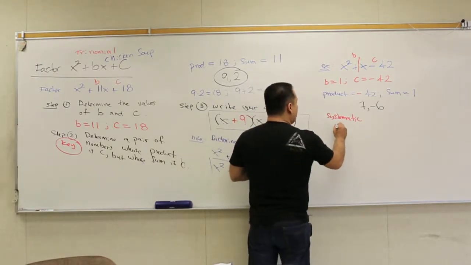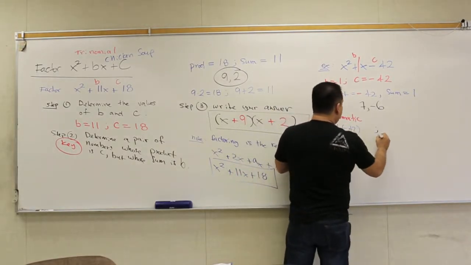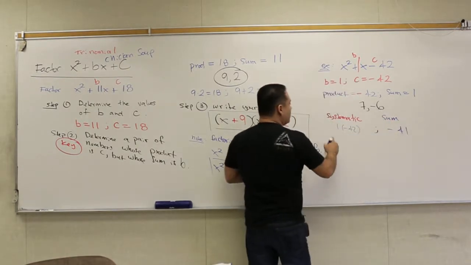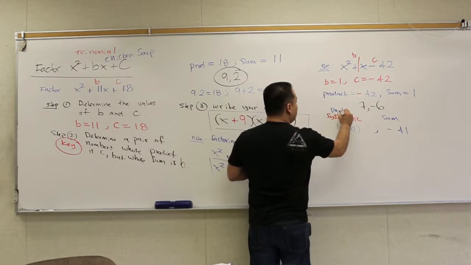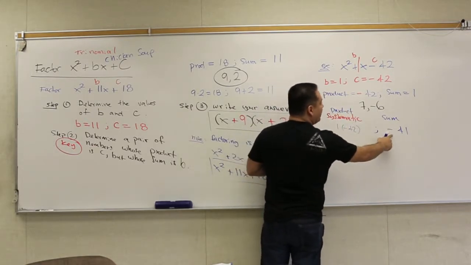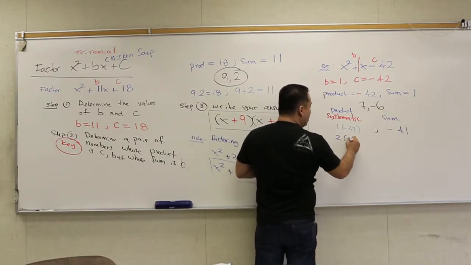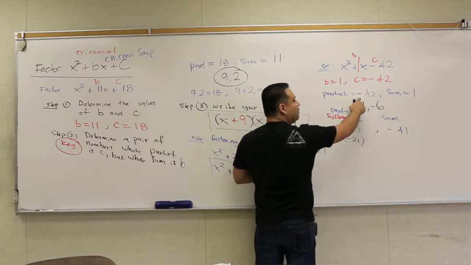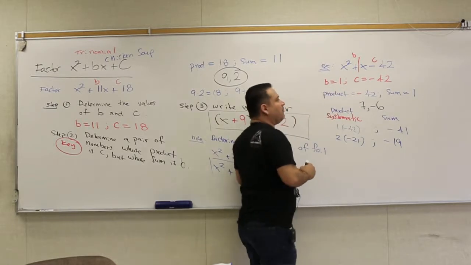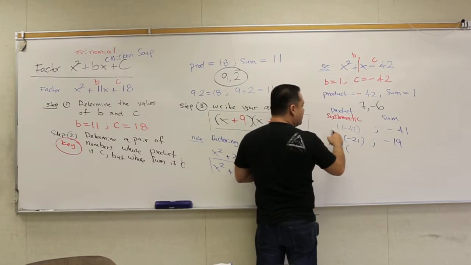So you might say, okay, 1 times negative 42 is negative 42. But what's the sum? Isn't that negative 41? If I put the sum over here, here's my product. I'm going to do this systematically. 1 times negative 42 is negative 42, but that's not the right sum. I need a sum of 1. Then they go to 2 and say 2 times negative 21. Is that negative 42? Yeah. What's the sum? Negative 19. Is that what I'm looking for? No.